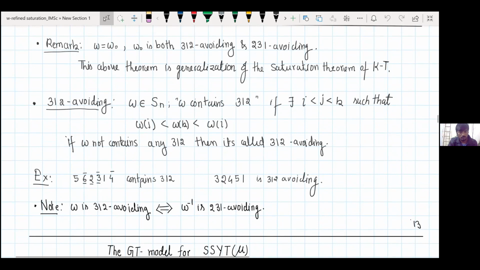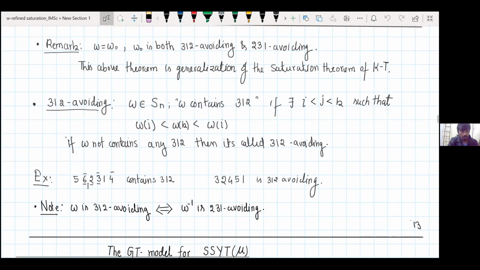So when is a permutation called 3-1-2 avoiding? W is a permutation. You say w contains 3-1-2 if there exist three indices i less than j less than k such that w(j) is less than w(k), which is less than w(i). If this type of relation occurs, you say that w contains 3-1-2. The 3-1-2 avoiding case is if w does not contain any 3-1-2.